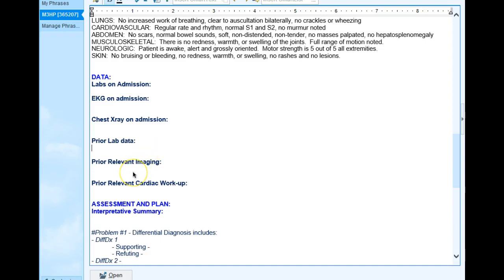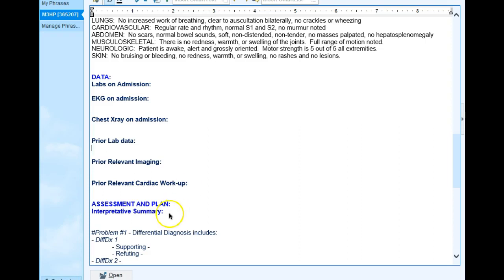Please do include prior relevant imaging. For those, I'm happy for you to copy and paste prior CAT scans, echo reports, and cath reports, which gets into the prior relevant cardiac workup. Not every patient is necessarily going to have cardiac workup that's relevant, but I do include that heading, as certainly for any cardiac patients, you want to be as inclusive as possible with what prior workup they've had.